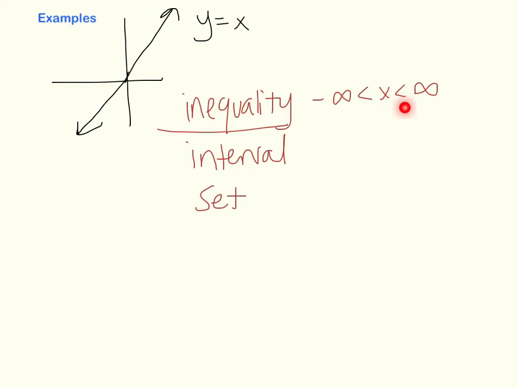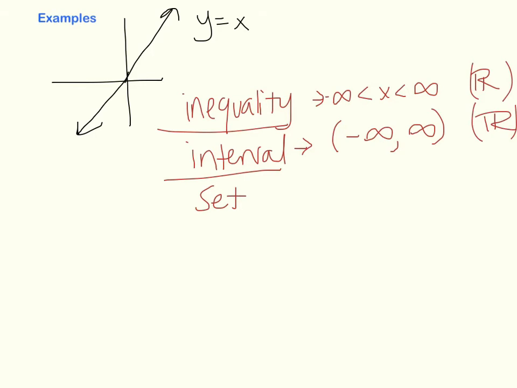The other thing you could write is the little all real numbers symbol. With interval notation, remember that's brackets and parentheses. Since they're not equal to, we use parentheses: -infinity to +infinity. Again, you could also say all real numbers in this case.